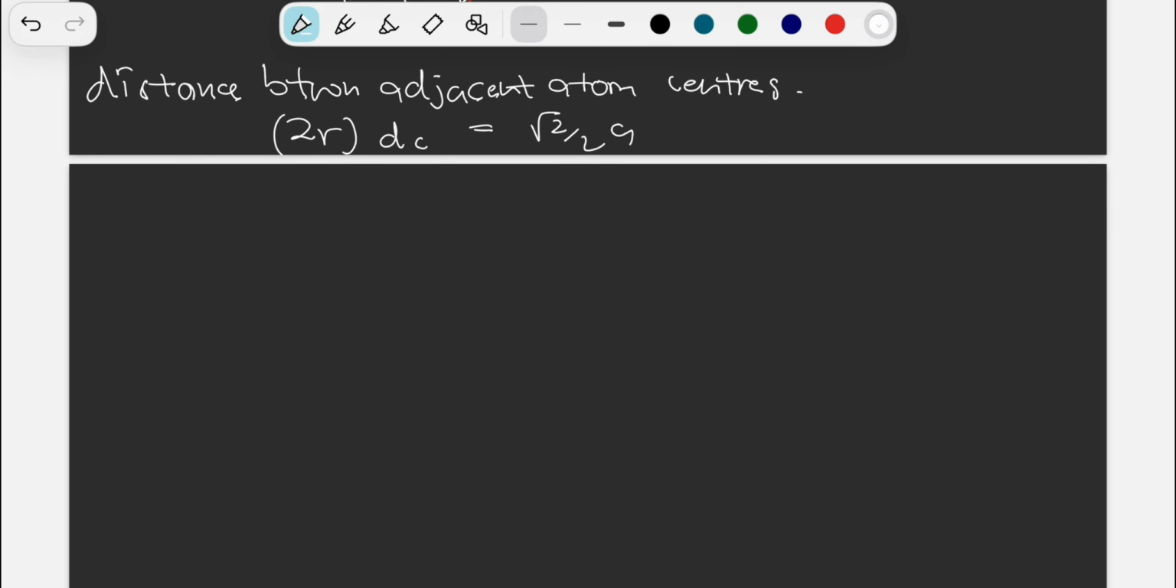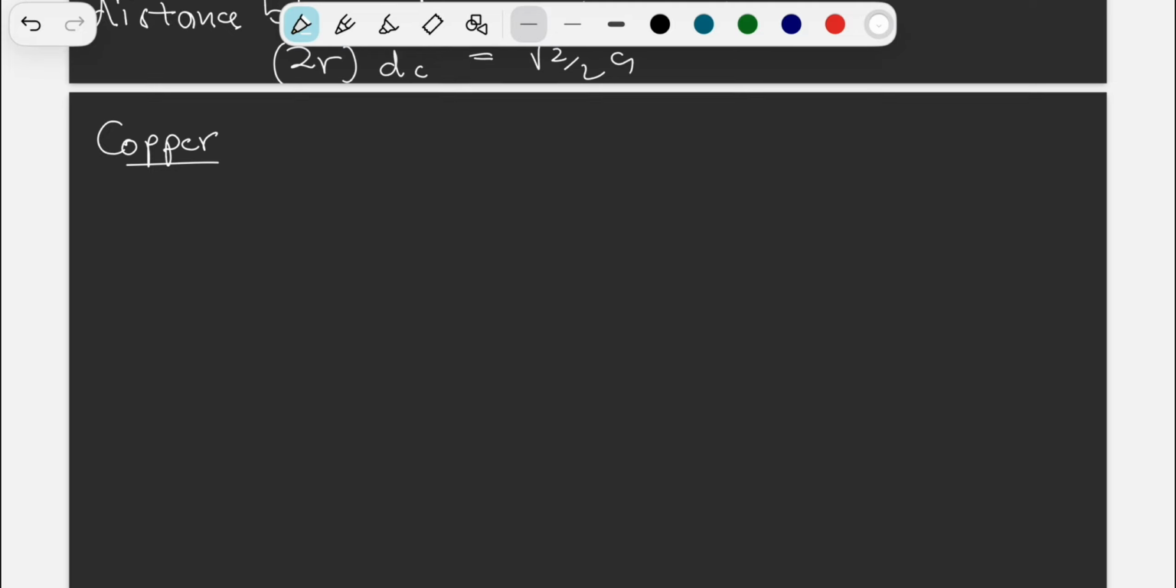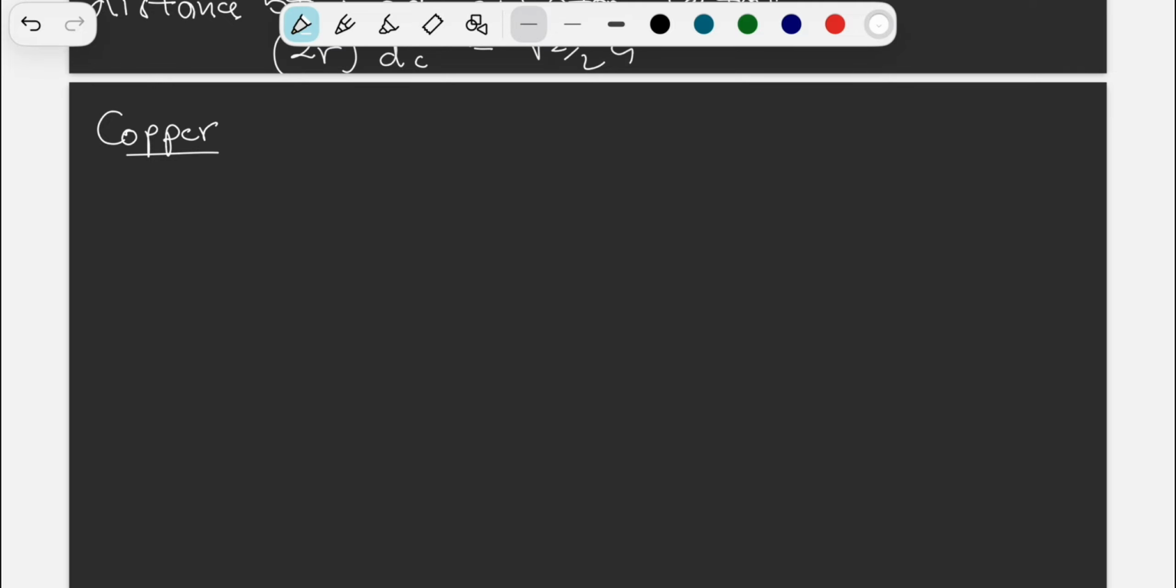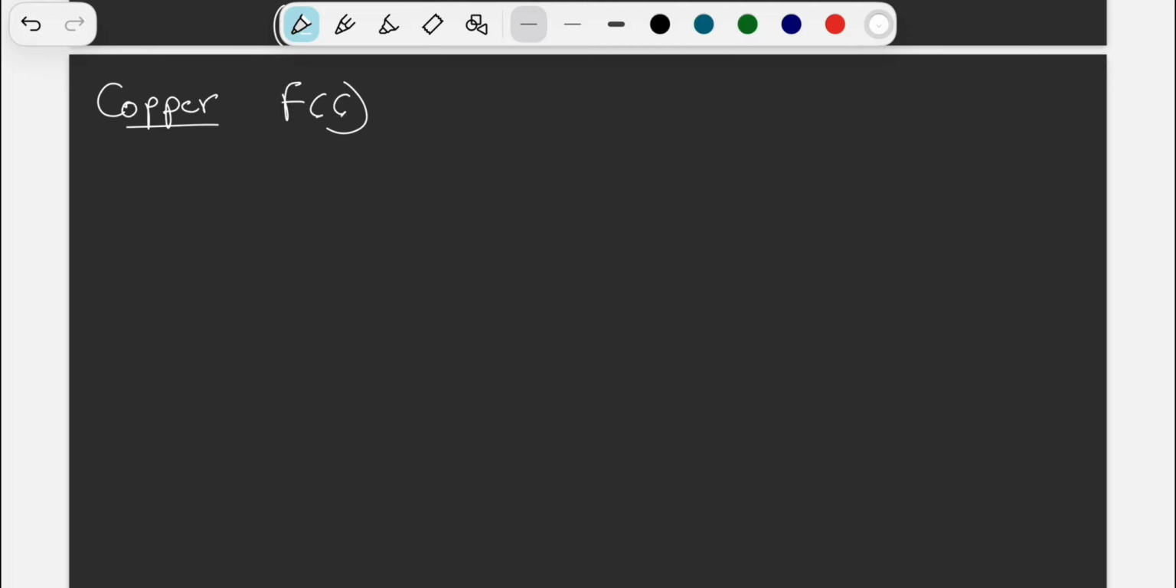And you might be wondering, why is this important? This is very important from an engineering perspective, because let me give you a simple question. Let's say I give you copper and I tell you to find the density of copper. Or I can ask you to find lattice parameters, or they can ask you weird questions. But let's say I've given you copper, and I've told you that copper has an FCC structure. And by now you should be able to draw this from your head, guys.